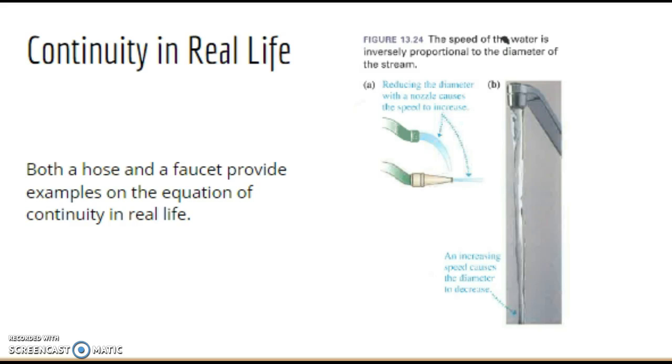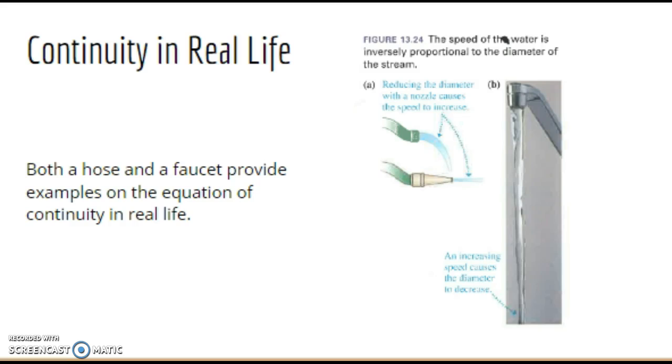You can also see it when you turn on a faucet. If you notice when you turn on a faucet, you can do this at home right now if you'd like, you'll see that the water stream actually gets thinner as you go down. The reason for this is if you analyze just one molecule of water there, as the water molecule falls, it's actually accelerating. And as it's accelerating, it's moving faster the further down the stream it is.